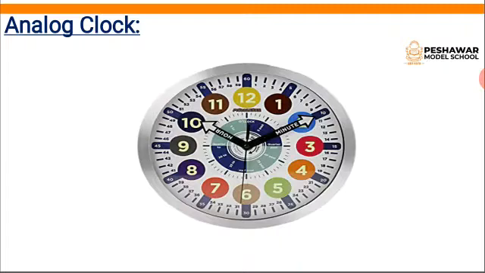When it completes one round, 1 hour has passed, and the third thin hand shows seconds. When it completes one round, 1 minute has passed. In an analog clock, numbers start from 1 up to 12. For morning time, we write AM, and for evening time, we write PM. Clear?